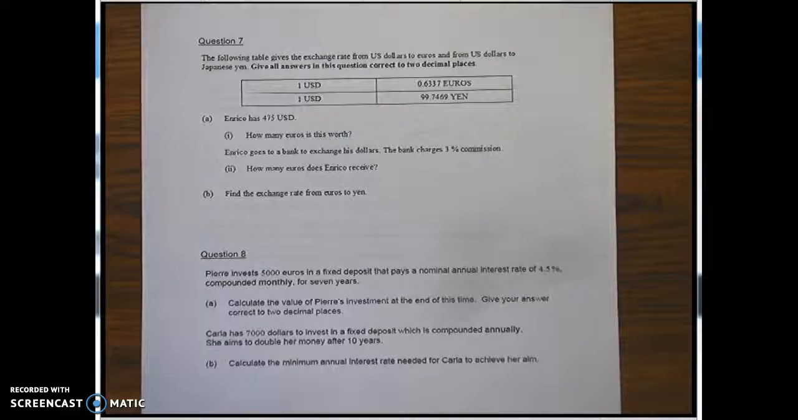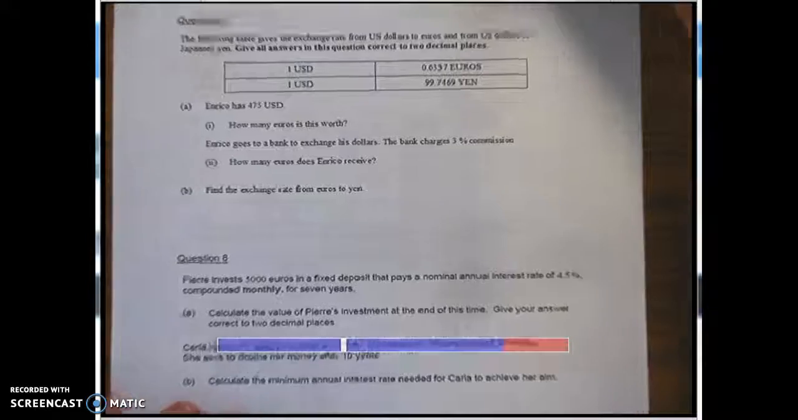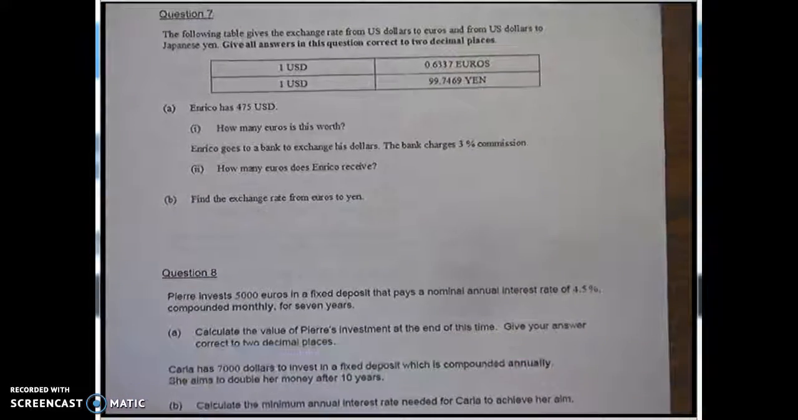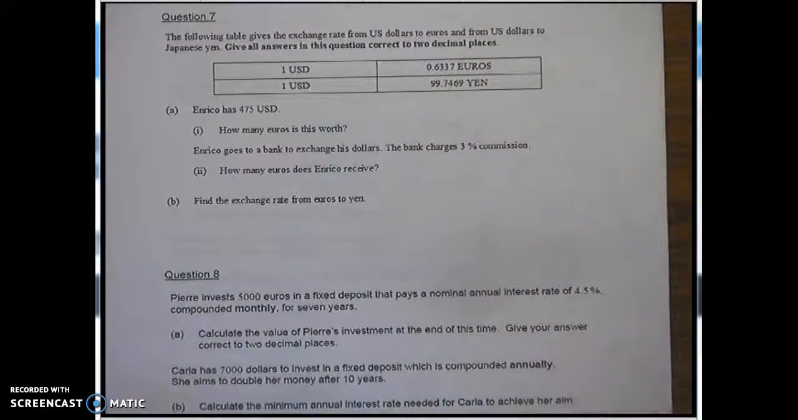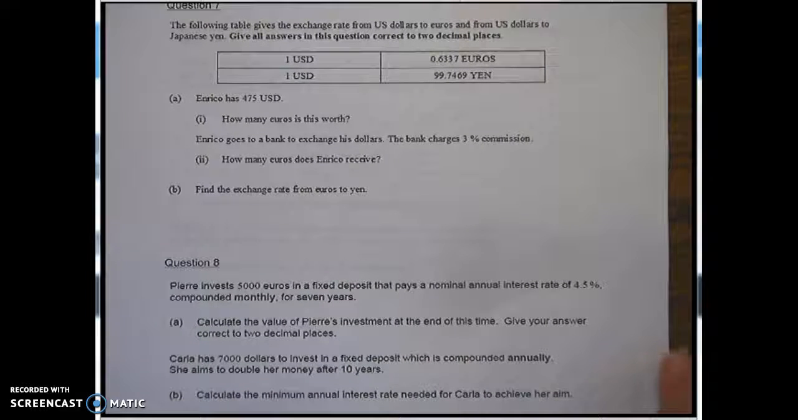The first one I've got is the following question, question 7 here. The following table gives the exchange rates from US dollars to euros and from US dollars to Japanese yen. Give all answers correct to 2 decimal places. Enrico has 475 US dollars. How many euros is this worth?